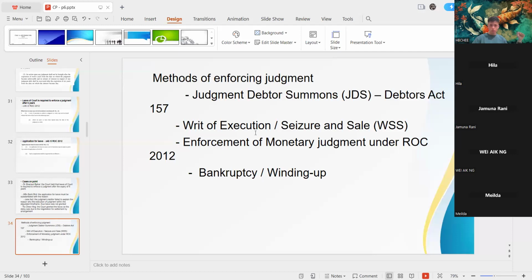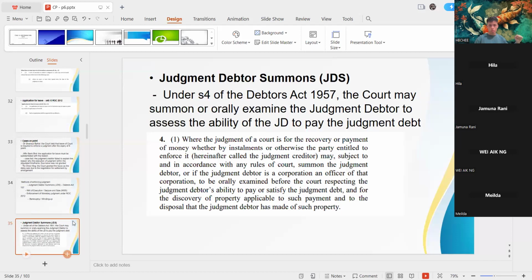And then the enforcement of monetary judgment under the rules of court. This will be covered later on. And then the bankruptcy and winding up. Usually, bankruptcy and winding up may not be frequently used because going through a bankruptcy and winding up procedure is more complicated and more time consuming. So unless there is no other alternative, the judgment creditor will only file a bankruptcy or winding up petition against the judgment debtor.